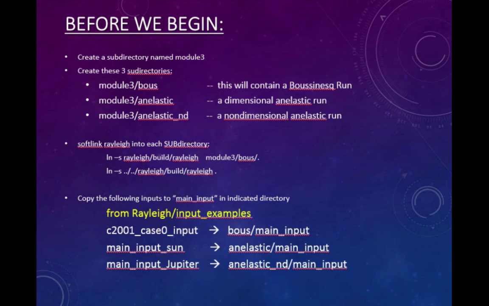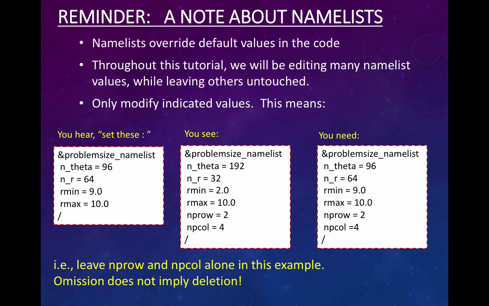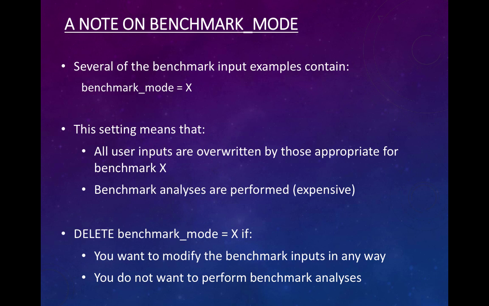Okay. I was going to make another note about namelists, but just remember, don't modify what I don't tell you to modify. We've been deleting this benchmark mode, but I made a note of it here in the PowerPoint too. Basically any of the benchmark examples contain benchmark mode equals X, so that Rayleigh knows to do the benchmark analyses. Doing those is actually kind of expensive, okay? Because there's a lot more communication going on to take global averages of things while the run is going. So that's one reason you don't want to just have that on all the time.